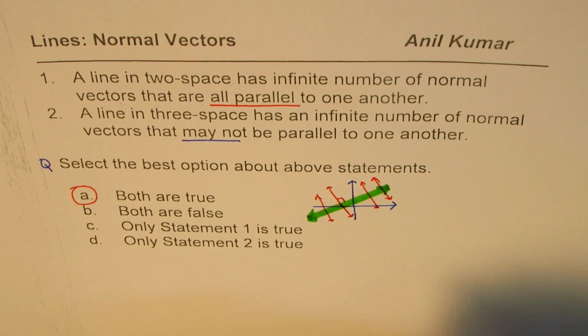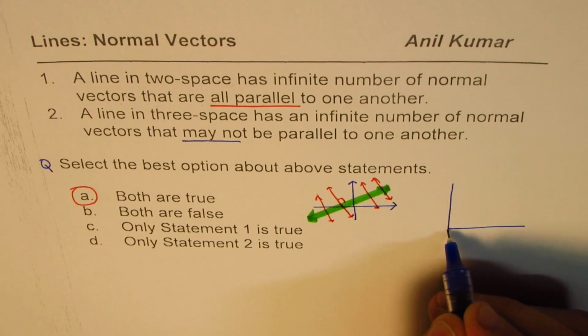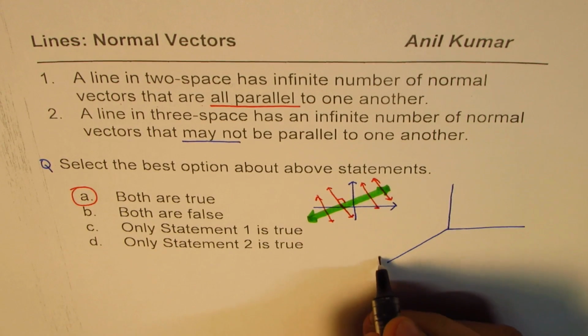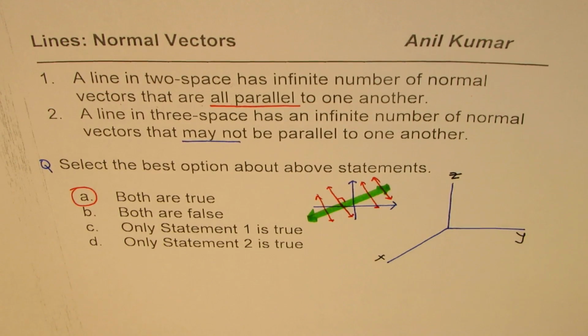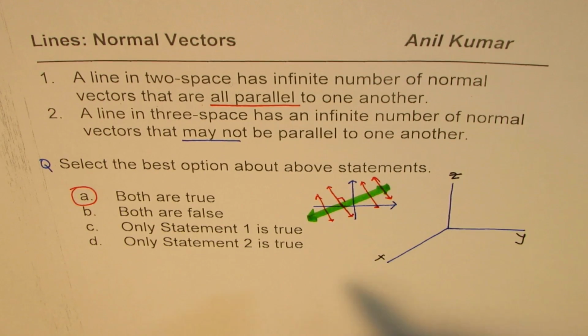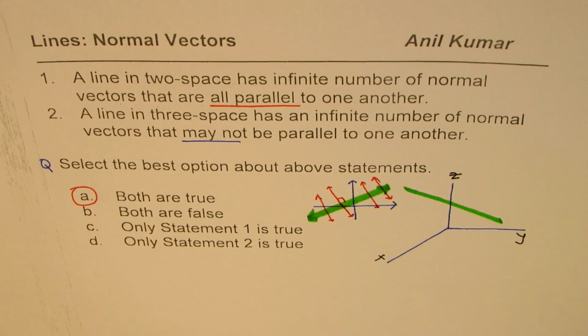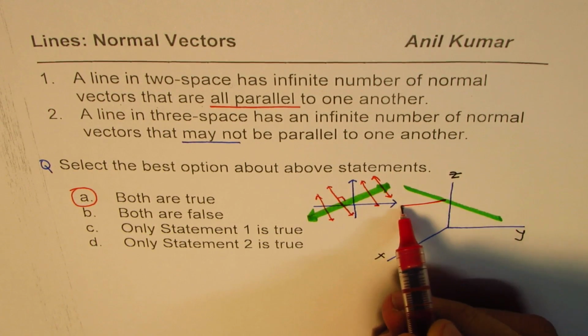Now let us try to sketch R3. So in this we have 3 axes which are at right angles, correct? So what do we have here is x, y, and z. Now let us consider a line in R3. Okay, so let me draw a line here. So let's say we have this line in R3. Now how do you draw a normal to this? Well, the normal could be like this, right?